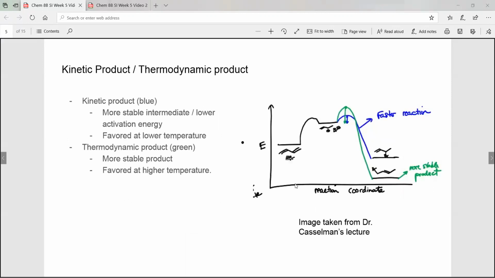So kinetic and thermodynamic product. The kinetic product has a more stable intermediate or lower activation energy and is favored at lower temperature, while the thermodynamic product has a more stable or lower energy product and is favored at a higher temperature.